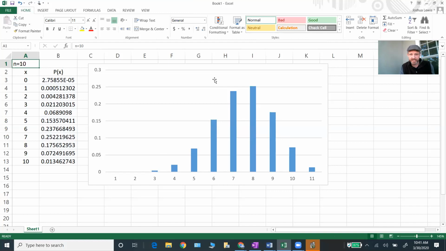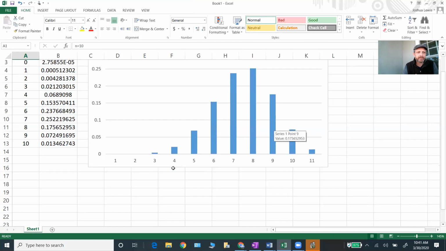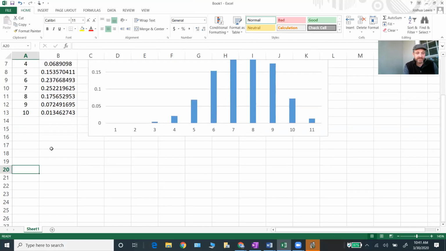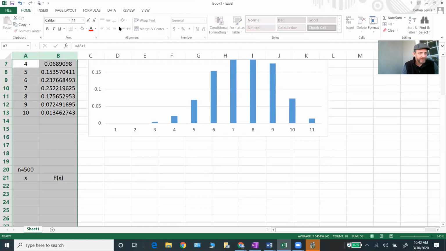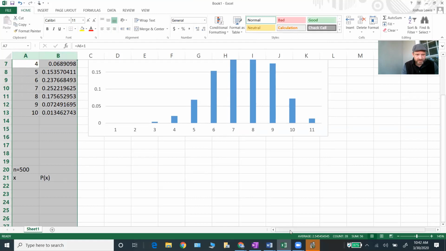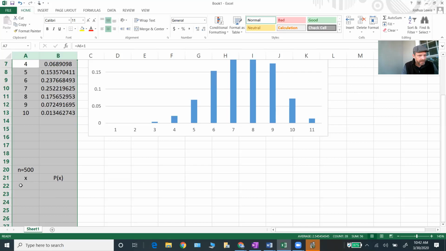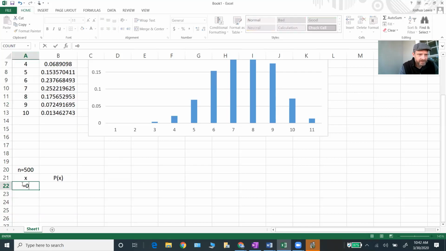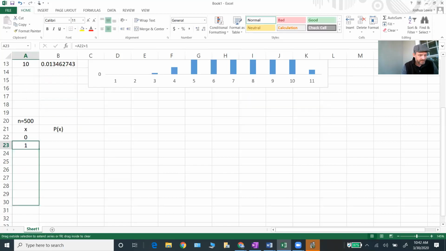And it looks normal-ish, right? It sort of goes up here and then it comes back down. But let's see what happens when we get to 500. So now I'm going to say n equals 500. And I've got x, and I've got p of x. I want these centered. Okay, now I'm going to start at 0, and then equals, and I'm going to drag this all the way down.